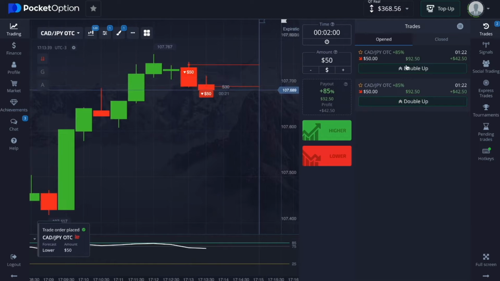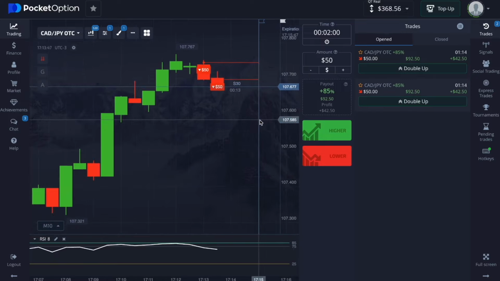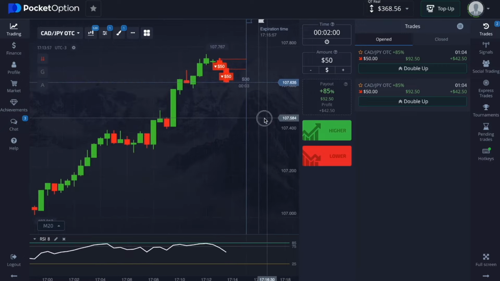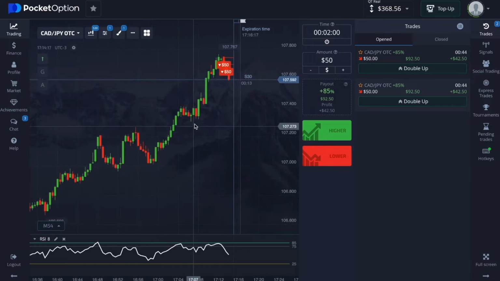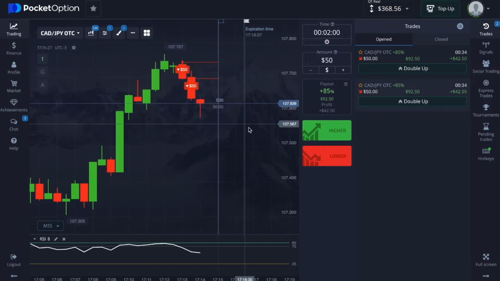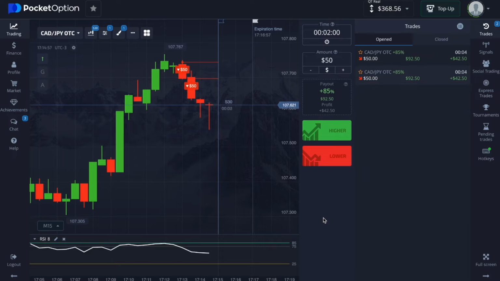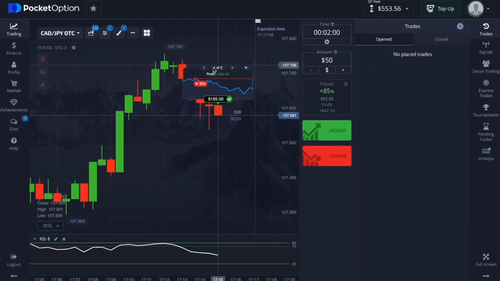I duplicate the trade, and another trade opens instantly with the same amount and the same direction as the previous one. It's a convenient feature if you want to quickly replicate the conditions of the previous trade. The price continues to fall, my trades close, and I earn $42 for the first and second trades.